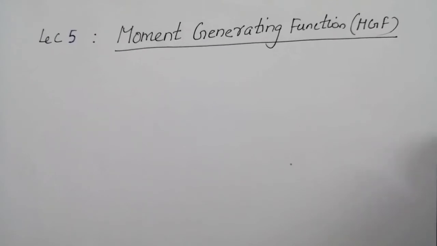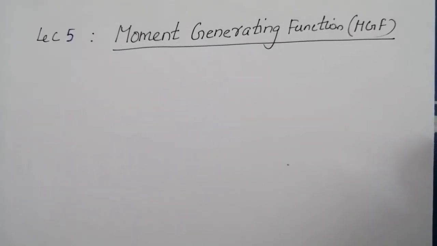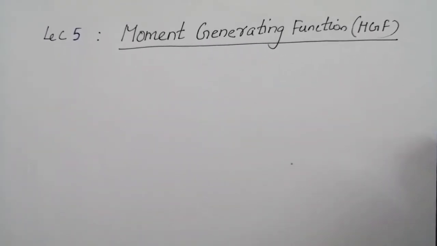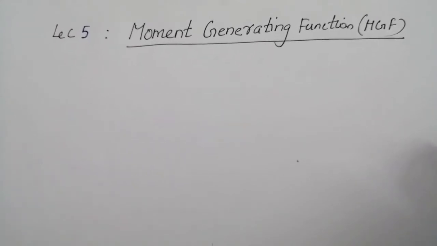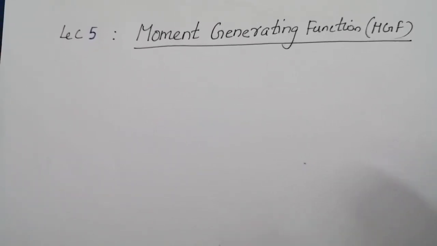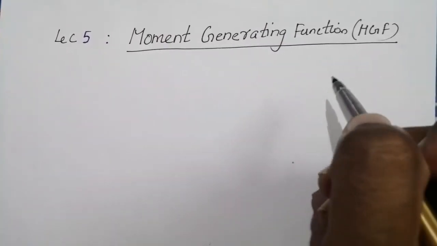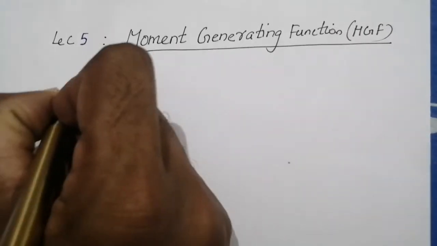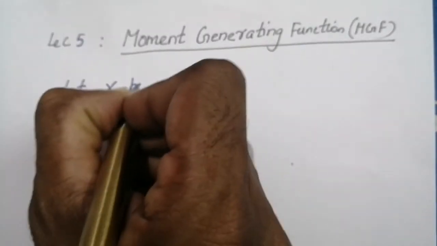Hello everyone. In the last class we discussed moments of a random variable. We know that the first moment is the mean, and the second moment is the mean square value. Today we will discuss the moment generating function. Let X be a random variable.